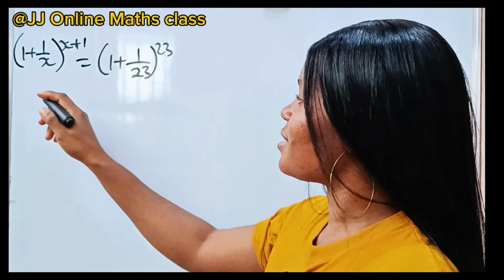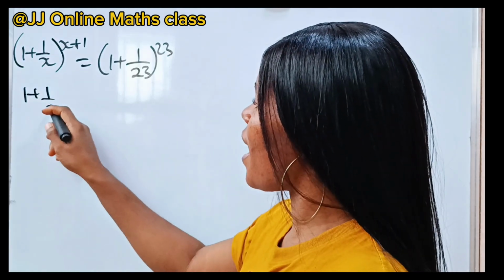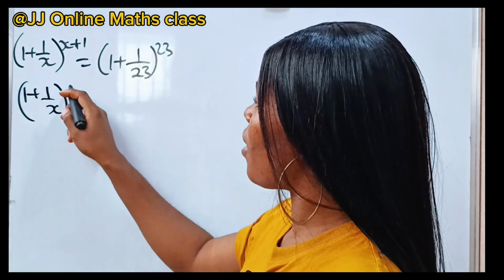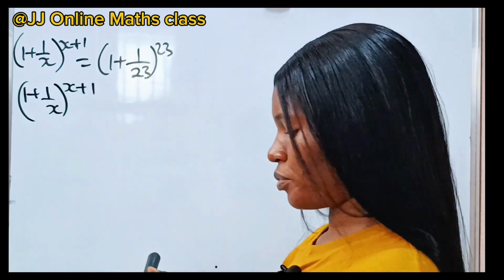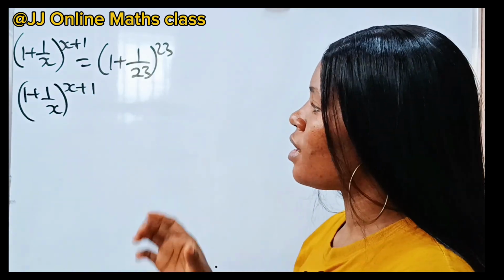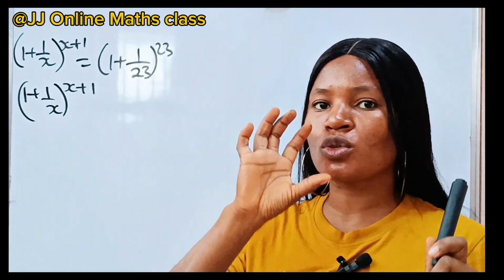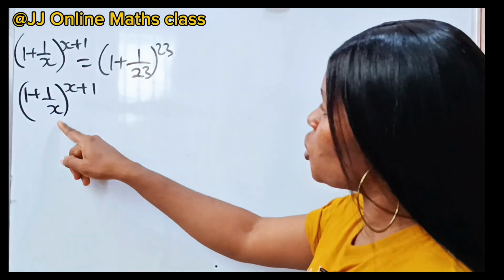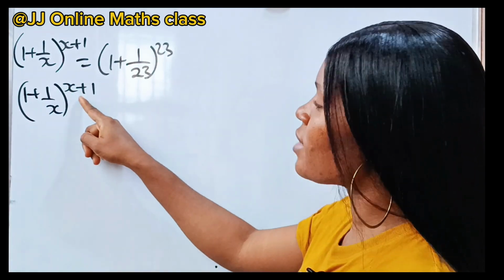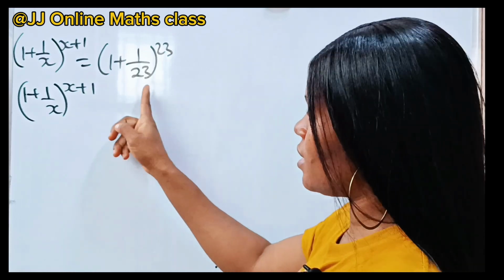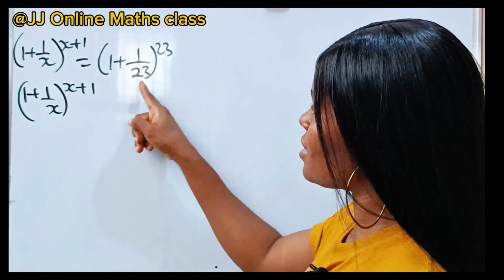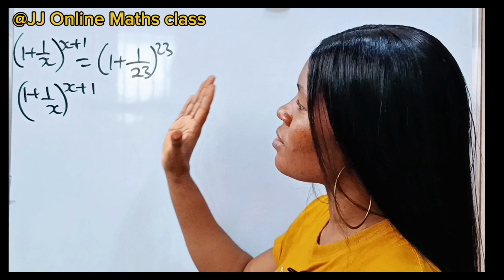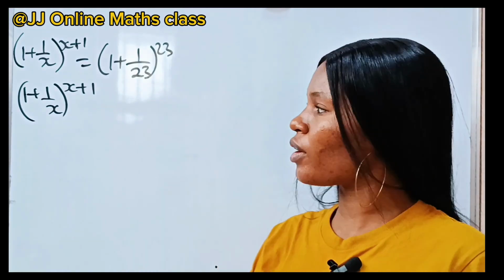The left hand side says that (1 plus 1 over x) raised to the power of x plus 1 is equal to this. Now, in the manipulation, we are going to try to get something here, and whatever we got here should be exactly what will be here, so that when we compare it with this, since this and this are the same, we can now pick the solution from there. See how we are going to do it.